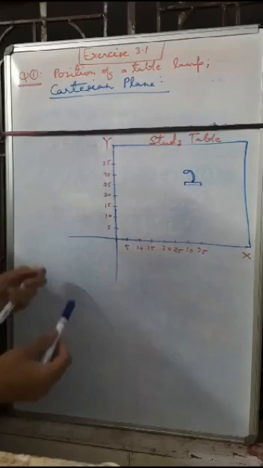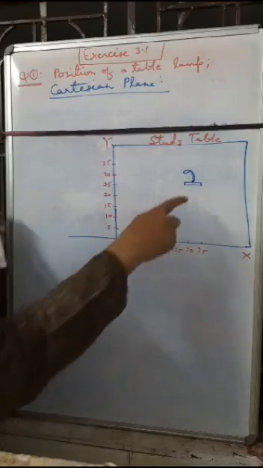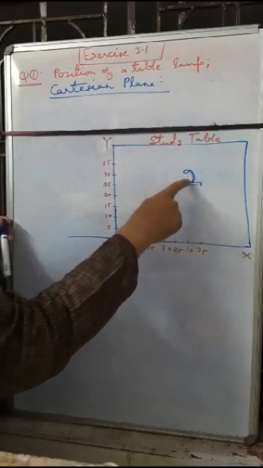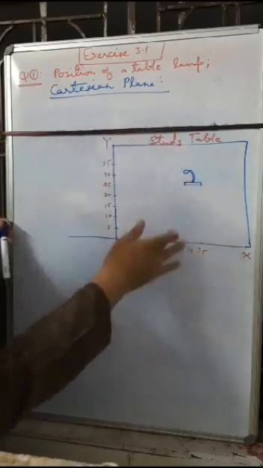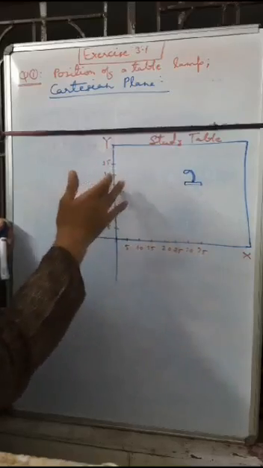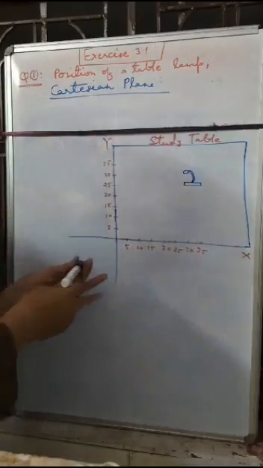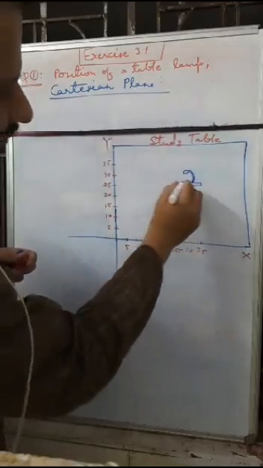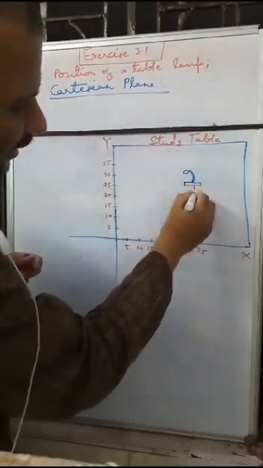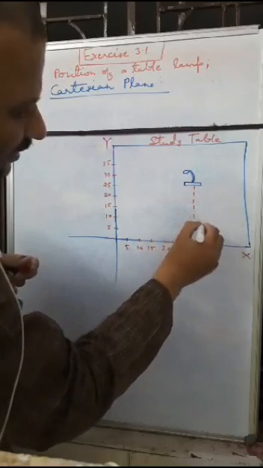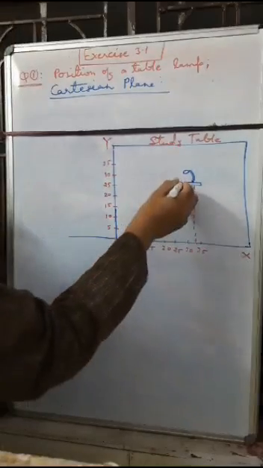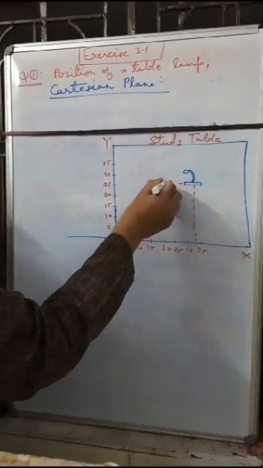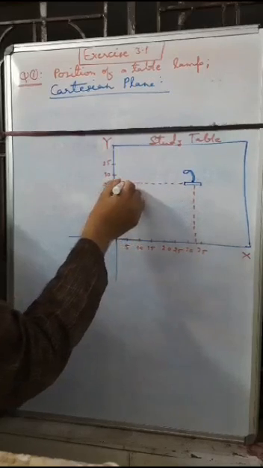So what we will do is again measure the distance from this lamp to the x-axis and to the y-axis. We are taking the perpendicular distance to the x-axis and to the y-axis. So we are looking here.